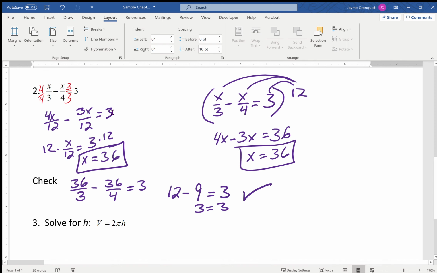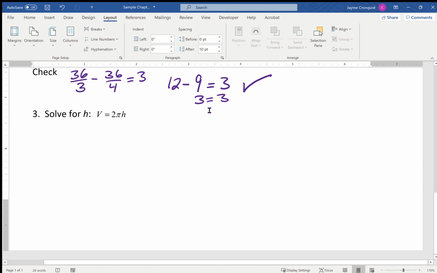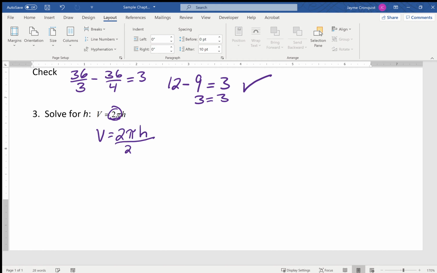All right, now we're looking at solving for h. Okay, so we have to peel off this 2 and the pi. Now I could do it separately, but I can also think of them as one unit, 2 pi. So what I'm going to do is divide this by 2 pi. And I end up with h equals capital V over 2 pi.